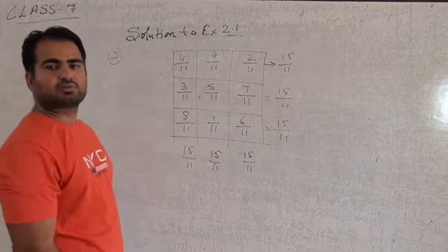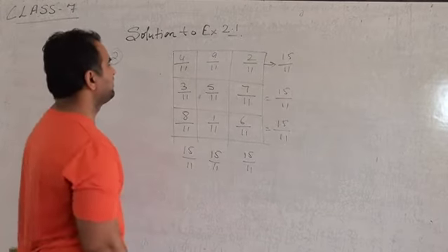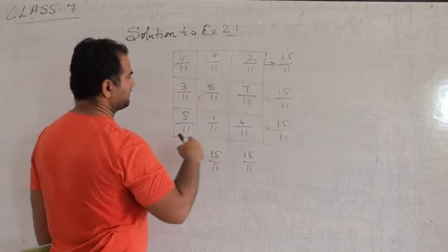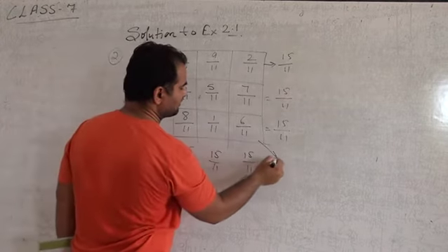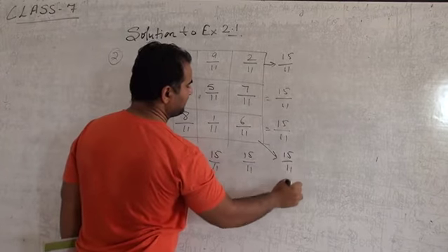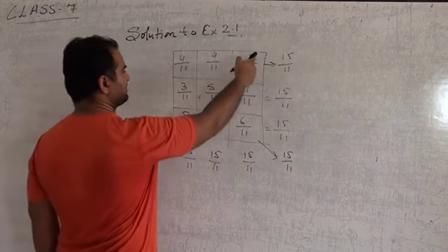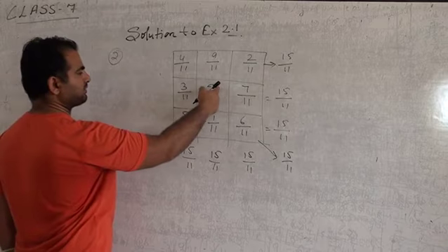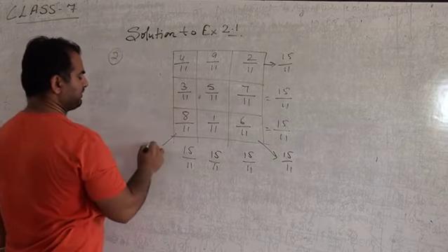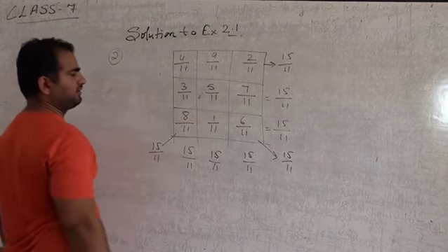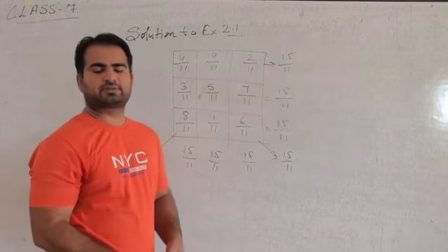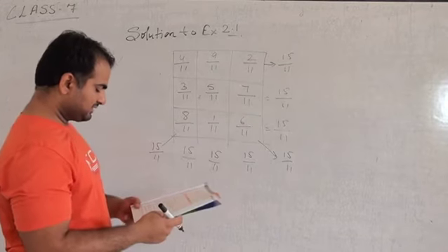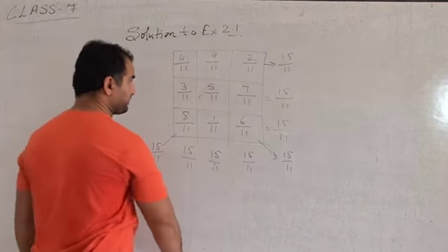Okay. The total of rows and columns is the same. But what is the total of this diagonal? It will be 5 plus 4, 9, 9 plus 6, 15 by 11. And the total of this diagonal is 2 plus 5, 7, 7 plus 8, 15 by 11. Yes, we can say that it is a magic square. Okay. Next is question number 4.